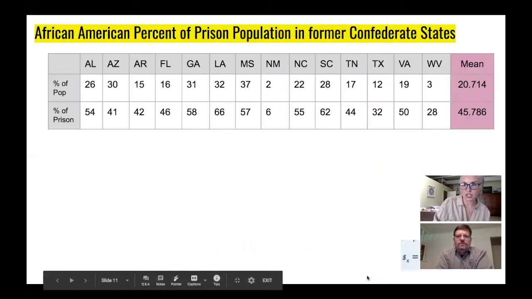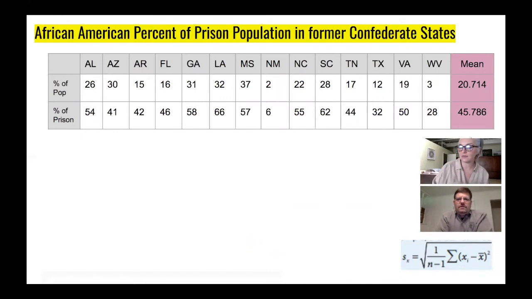I can switch to the standard deviation. So at this point, I want to look at how the data compares to the mean, and we're going to start with the state populations. Just so you don't get lost in the statistics here, we're going to compare the African American population in the state to the African American prison population. So that's what we're going to compare.